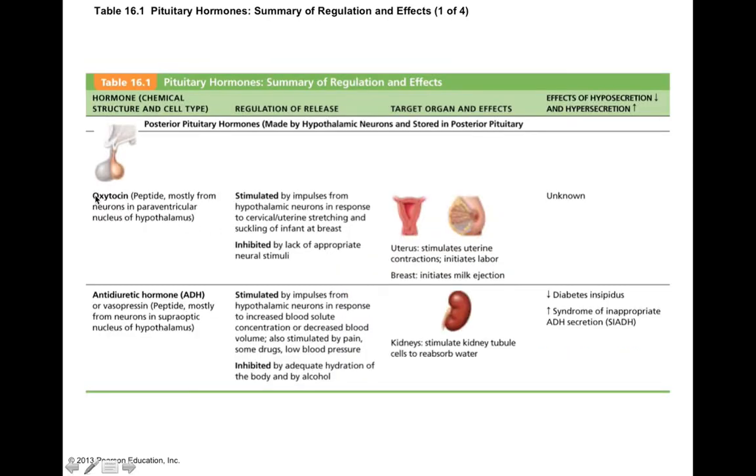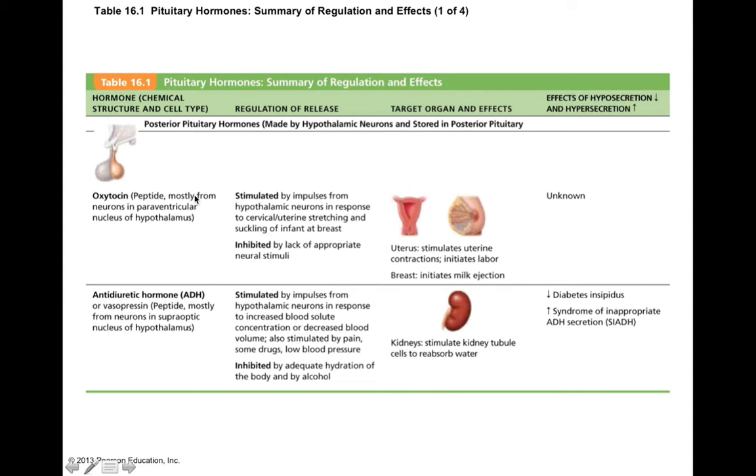Now, oxytocin, released by the posterior pituitary gland, is stimulated by suckling of the breast tissue and stretch of uterine tissue as well. Ultimately, oxytocin stimulates uterine contractions and helps initiate labor. So that stretch of the uterus leads to the release of oxytocin by the posterior pituitary gland, which then goes on and actually stimulates uterine contractions.